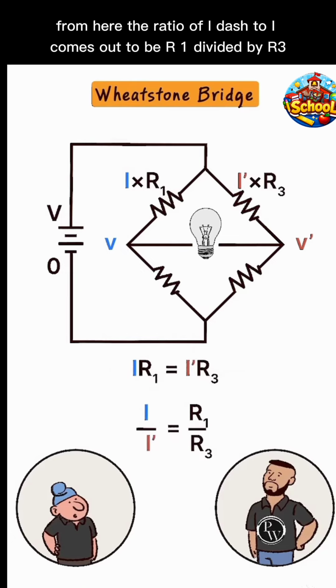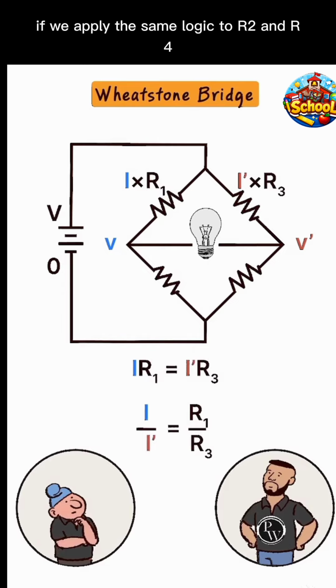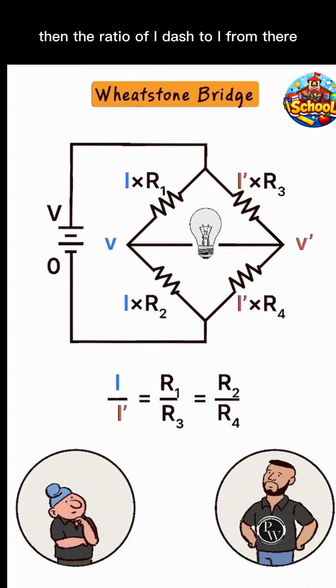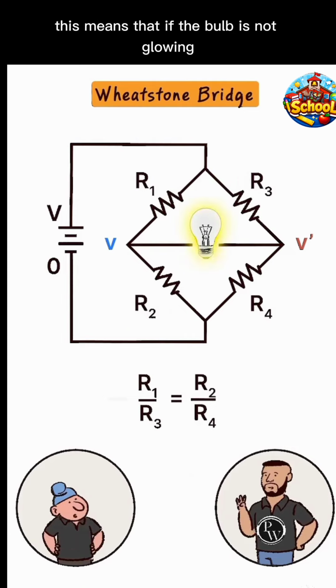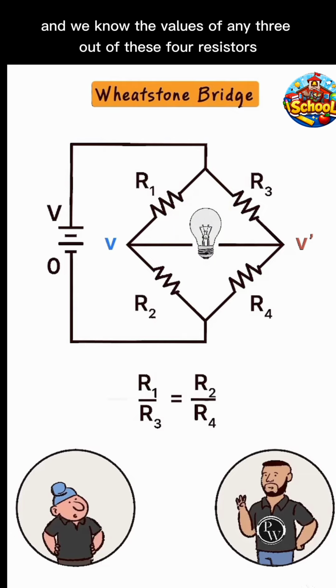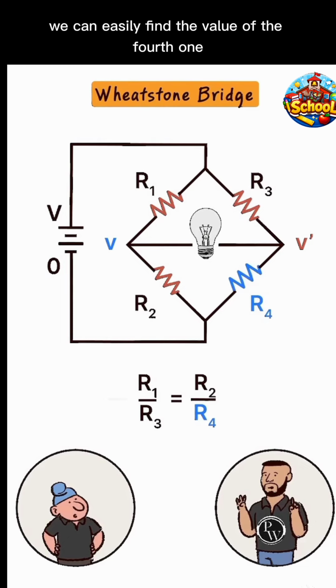From here, the ratio of I dash to I comes out to be R1 divided by R3. If we apply the same logic to R2 and R4, then the ratio of I dash to I from there will also be equal to R2 divided by R4. That is, R1 divided by R3 will be equal to R2 divided by R4. This means that if the bulb is not glowing and we know the values of any 3 out of these 4 resistors, we can easily find the value of the 4th one.